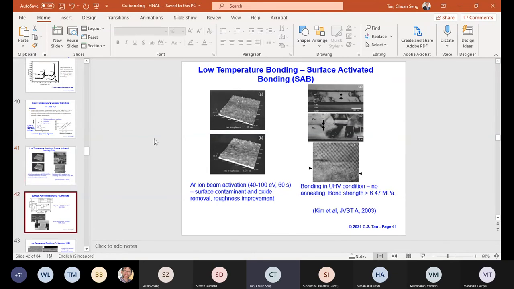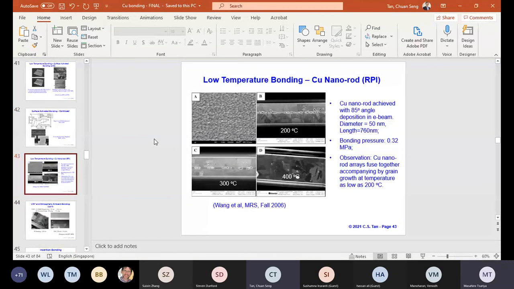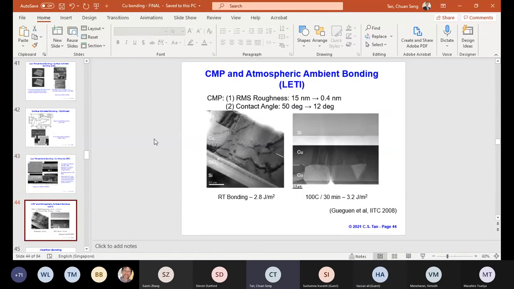What we have done is basically not UHV. The work that I presented earlier that we did in our group is not UHV; in fact, it is done in a nitrogen ambient. But the plot that I'm showing you from Letty can actually be done in room ambient. Right after CMP, you just have to bond them together. So this is a very promising technology. Why it did not take off, I don't read any literature or public disclosure about the use of this technology in industry. But this is done in ambient. So I think there's a range to that.